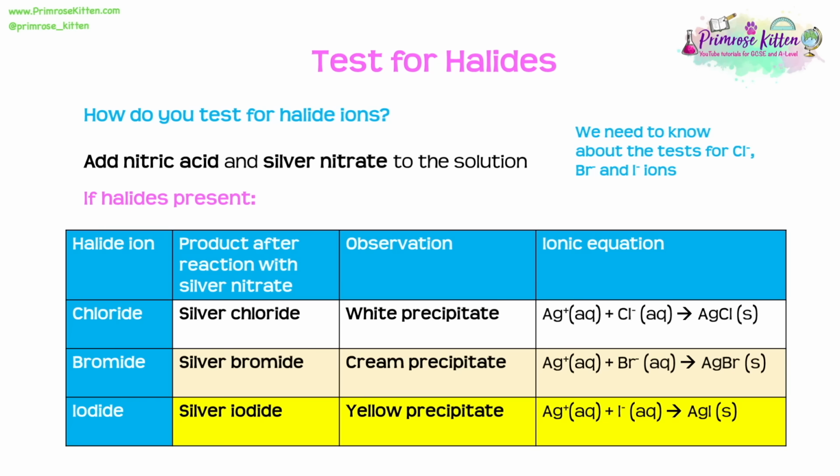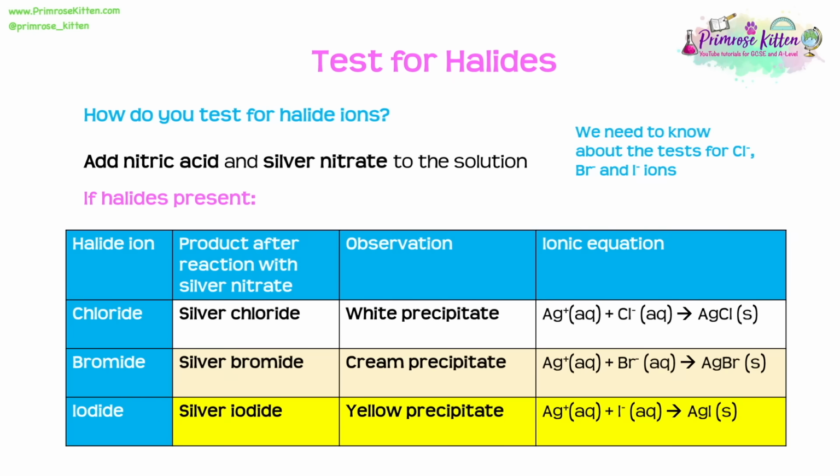Now, if bromide ions were present, they would react to form silver bromide, which is a cream precipitate. The ionic equation is almost exactly the same. We just replace the Cl- with Br-, and AgCl becomes AgBr.